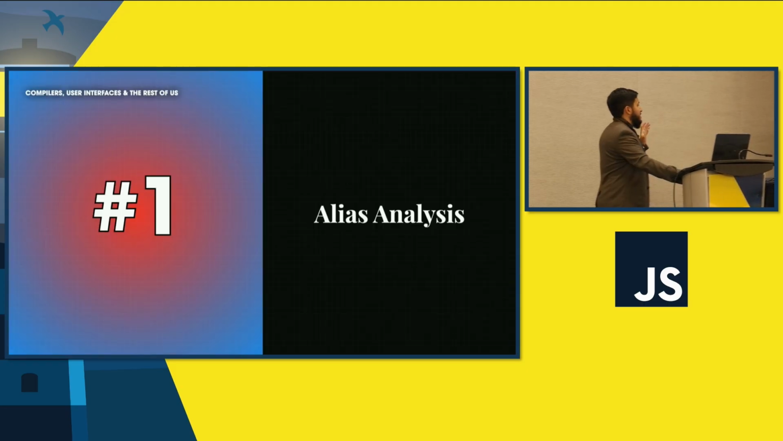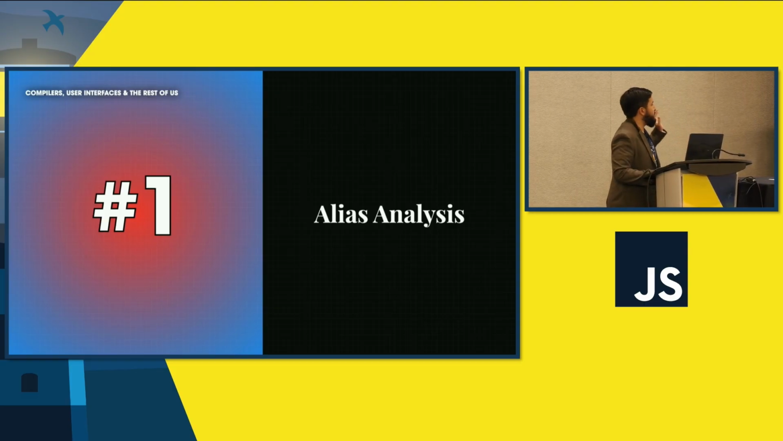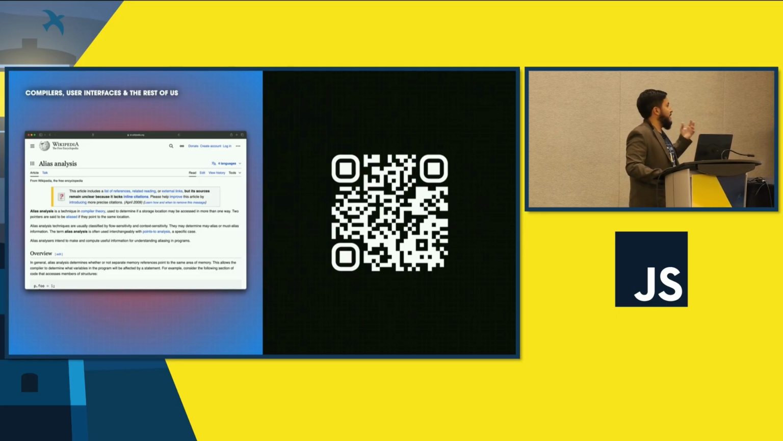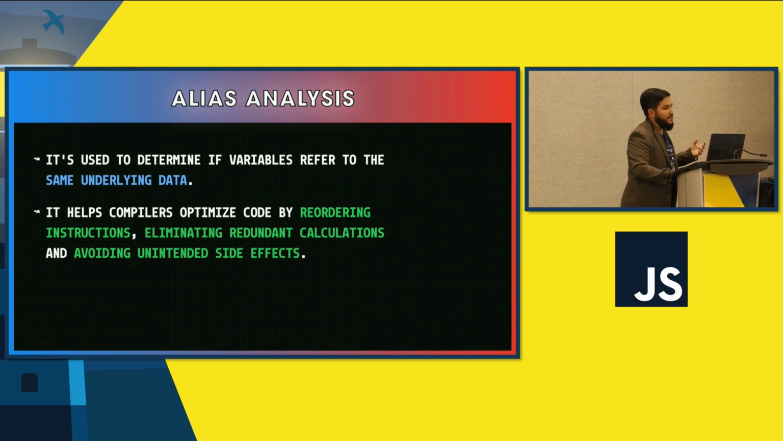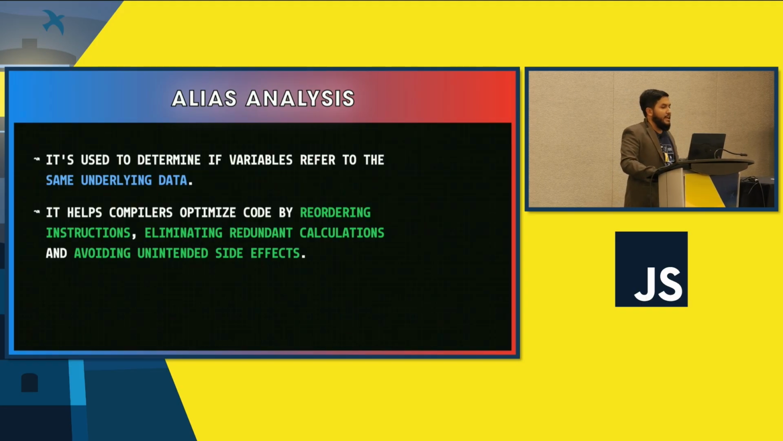So I wanted to talk a bit about two concepts that are behind the React compiler. The first one is called alias analysis. And it's a common technique in compiler theory. That's why you have a Wikipedia post about it. And that's used to determine if the variables or memory locations are referring to the same underlying data. And with that information, a compiler can, for example, optimize your code by reordering instructions or eliminating redundant code or even avoiding some side effects.